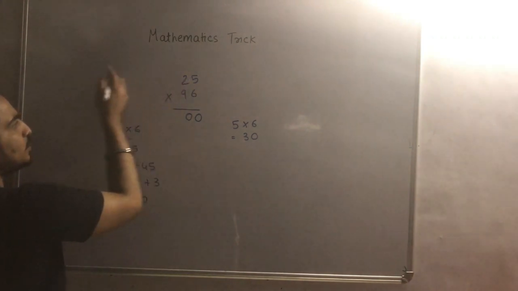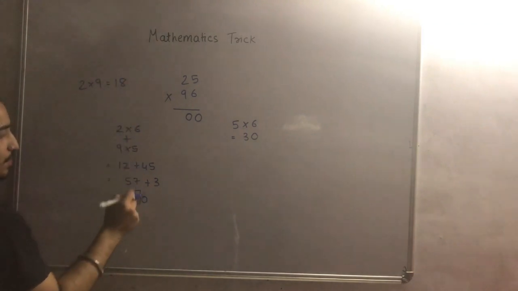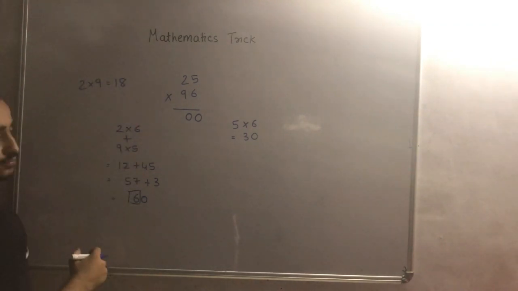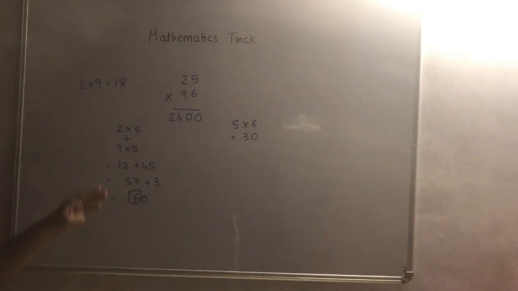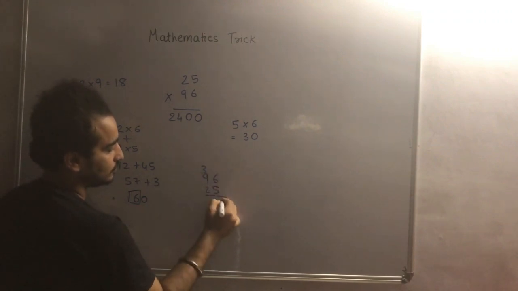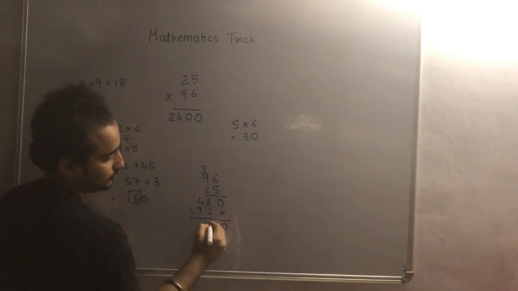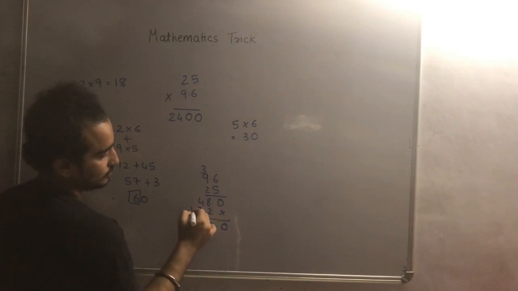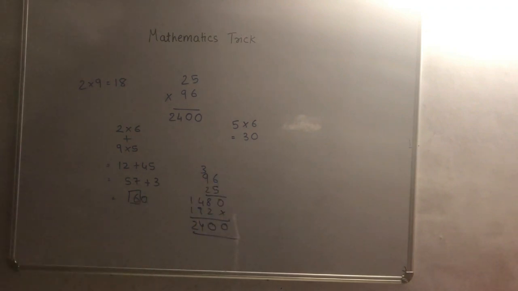So now we have to multiply the last two digits, that is 2 into 9, that is 18. Now 18 plus 6 is 24. So the answer will be 2400. You can multiply it manually and check. See, the answer came the same.